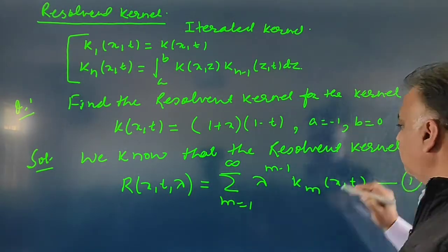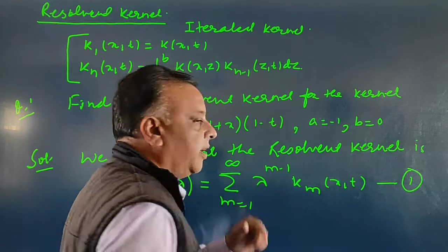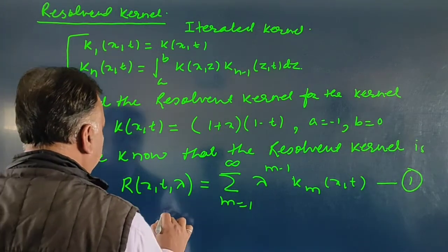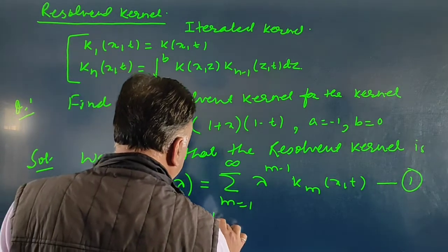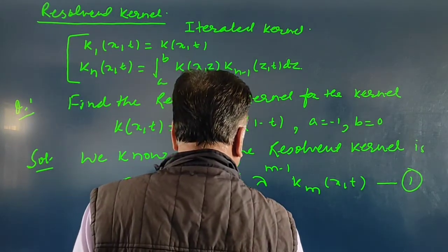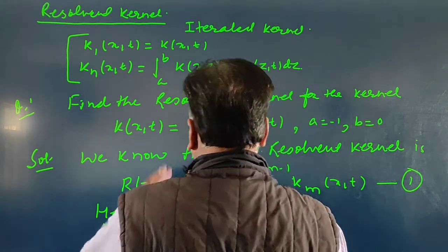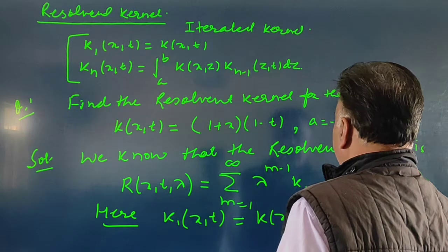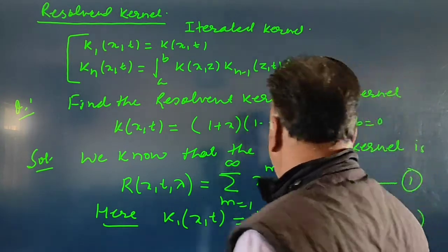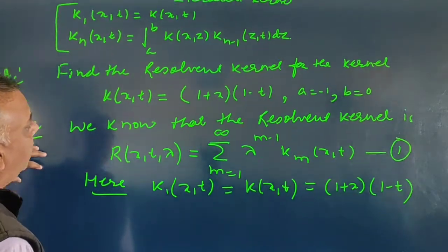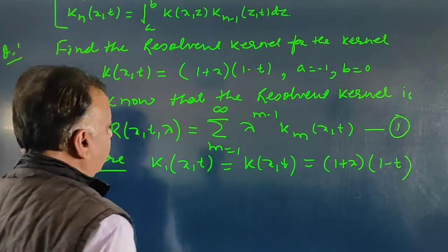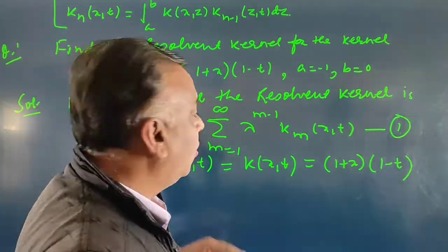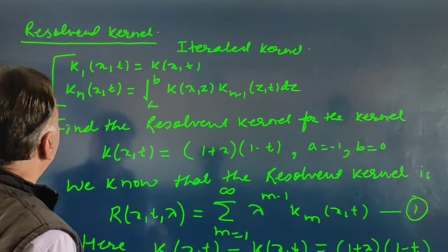Now first we find the iterated kernels. The first iterated kernel K1(x,t) is given as K(x,t), and K(x,t) given here is equal to (1 plus x) into (1 minus t). So K1(x,t) is given by this. Now we find the second iterated kernel K2(x,t) by putting n equal to 2.